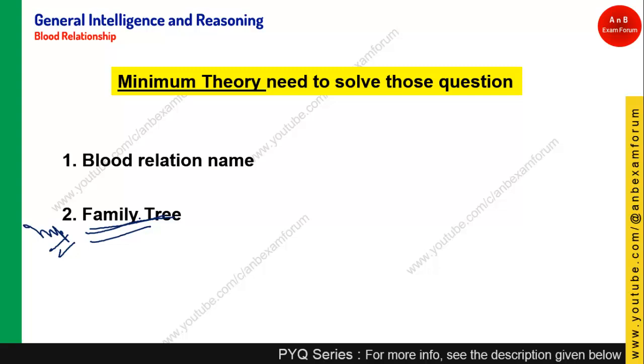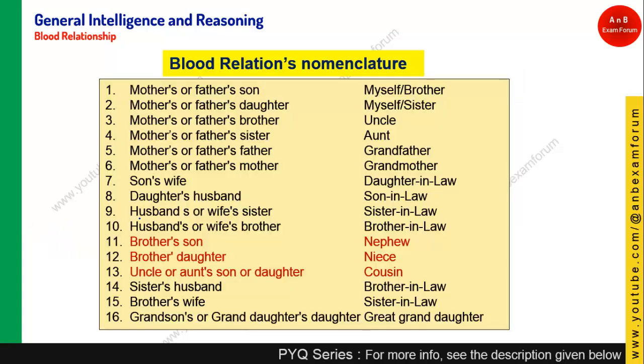It will take a lot of time to solve any type of question related to blood relation. Okay, so the first is blood relation nomenclature. I can tell that 90% of you know the blood relation nomenclature. But for those who are beginners, new to this particular topic, they can have a look at these relations, and the most important I've already put in red. Generally students get confused in these relations.